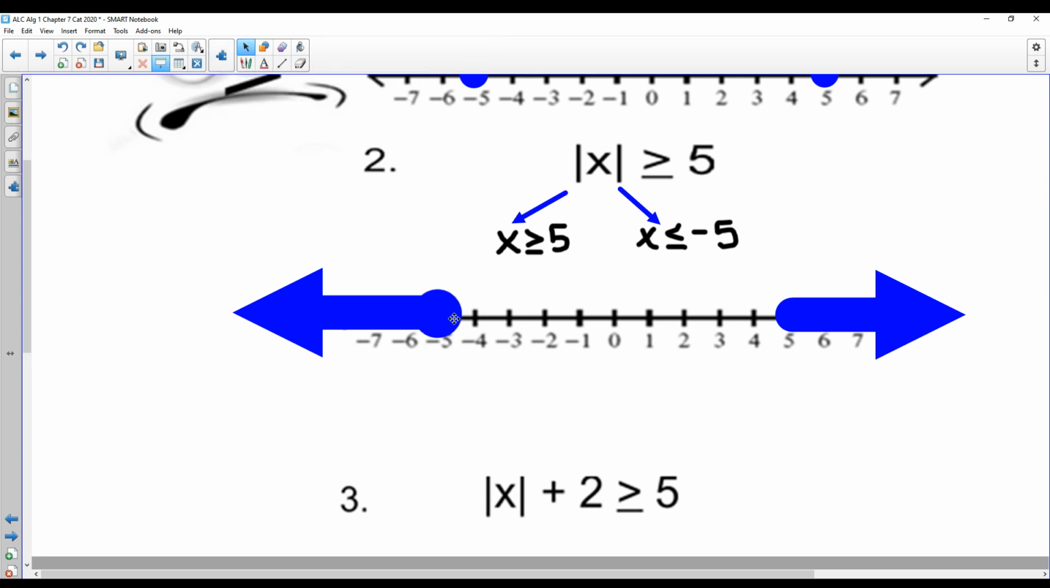This is cartoonishly huge. But hopefully this sticks in your mind. Hopefully not like in a nightmare. But all of these numbers on both sides are going to have absolute values greater than 5 because every number is further away. All right, so that's how that would look.